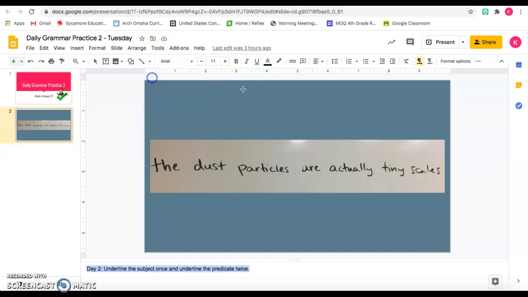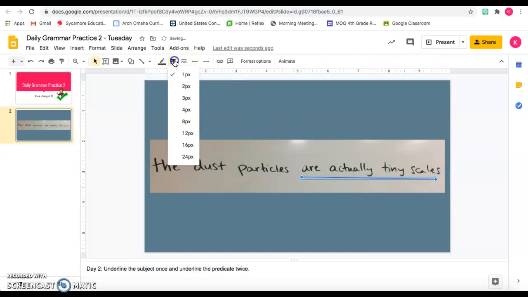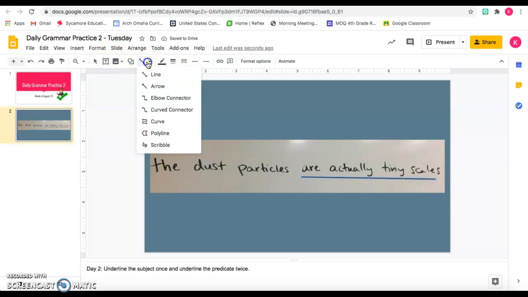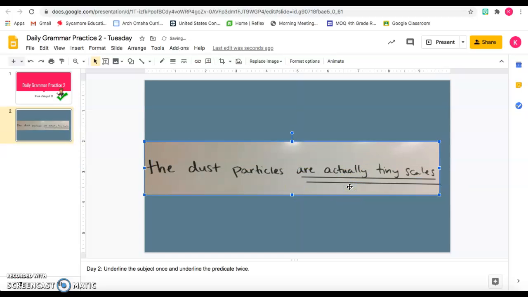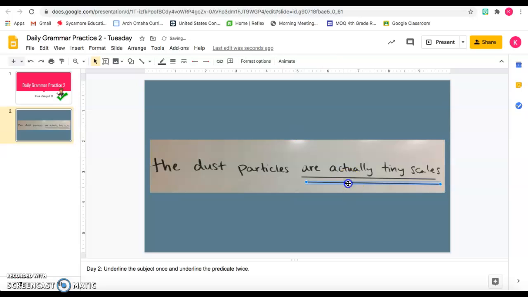And you can add your lines in using the button I just selected, and you can make them thicker if you would like. Dealer's choice there. And actually, I'm just going to copy and paste that again. So we've underlined our predicate twice. What the subject is performing in this case.